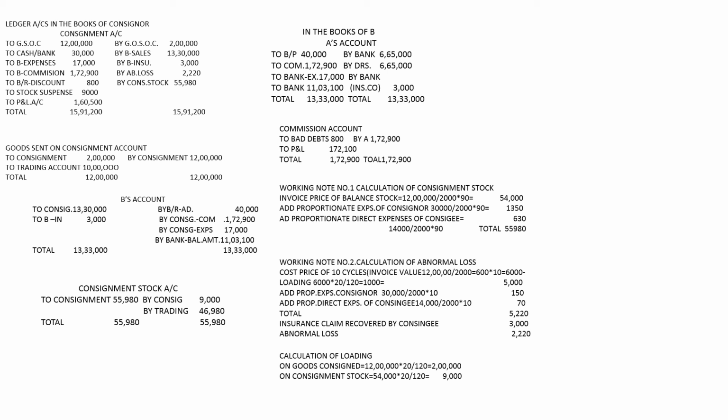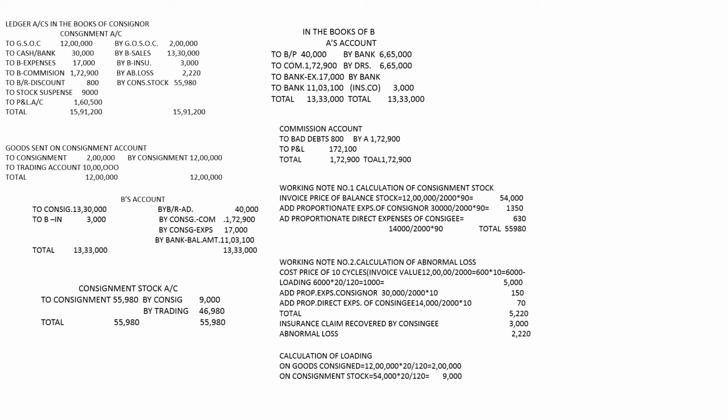Now the next ledger which we can have in the consignor's books, goods sent on consignment stock account. In the consignment stock account, on the credit side, consignment account, we find consignment stock. To consignment 55,980, and on the debit side we find loading. So by consignment 9,000, by trading account 46,980. These were the ledgers in the books of consignor A.